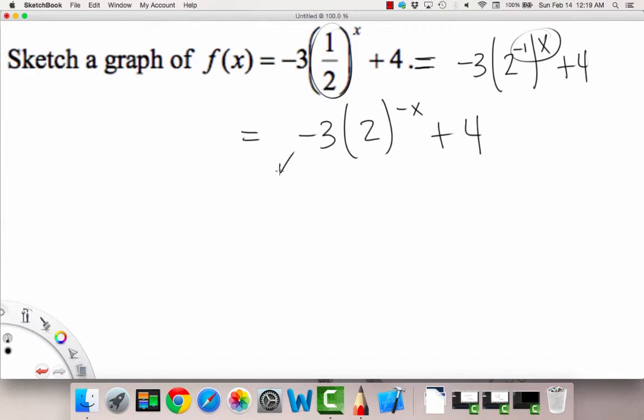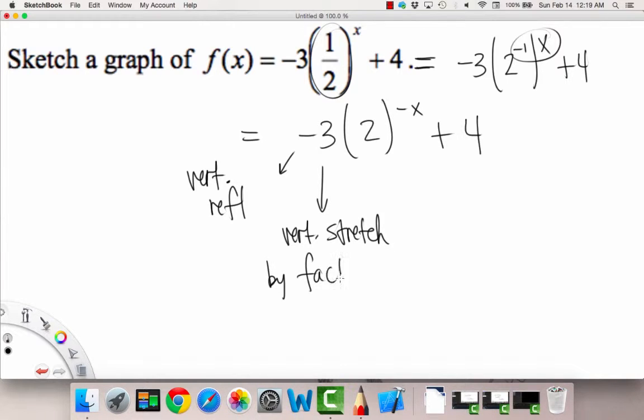So this negative sign in front means that there's going to be a vertical reflection, which means you're going to be flipping across the x-axis. This 3 means we have a vertical stretch by a factor of 3. The 2 just means our b is equal to 2.